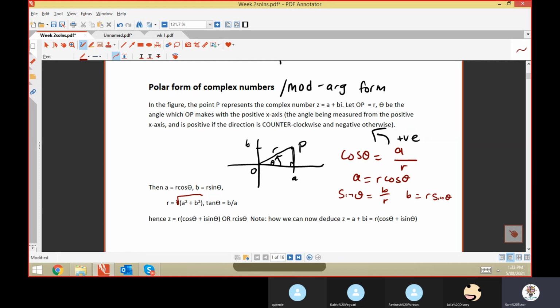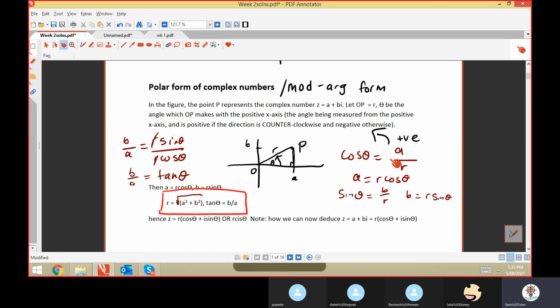We all know that. And if we divide these two, so if we get B divided by A, what do you end up with? You end up with R sine theta on R cos theta. In fact, you end up with B on A equals tan theta. That is what you do need to know now. So R equals square root A squared plus B squared. Tan theta equals B on A.